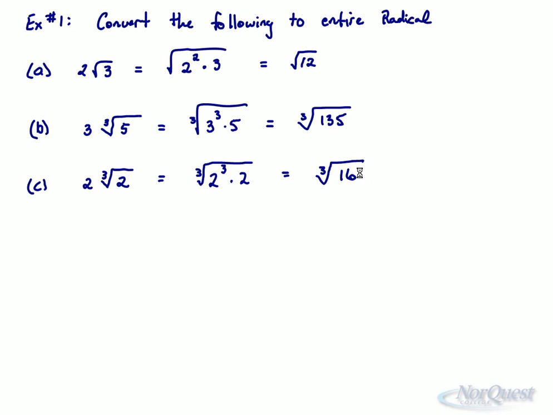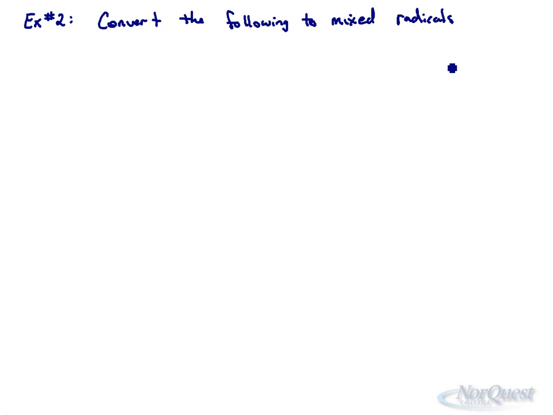Example 2, let's do the reverse. Example 2, let's convert the following radicals to mixed. It's a little bit harder process, and what it's going to have you try to remember is your perfect squares and perfect cubes.